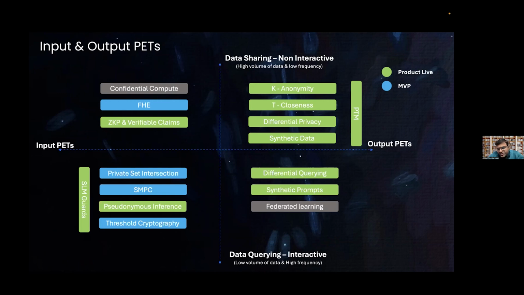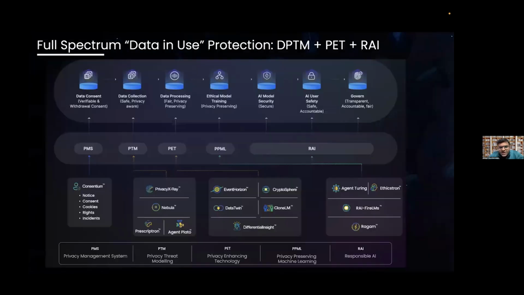Then subsequently, on the cryptographic side, we have things like PSI, SMPC, threshold cryptography, then ZKP, and confidential compute. Confidential compute is a bit at the boundaries, but yeah, it also plays an important part. This is a broad spectrum, and we have already implemented and deployed the ones which are in green in the platform at enterprise grade, and we are serving our customers.